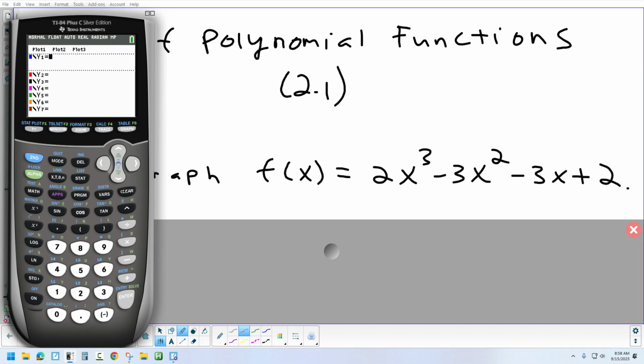Let's take a look. So we've got 2x cubed minus 3x squared minus 3x plus 2. And what's the window that we always use when we're starting to look at the picture, kind of our go-to point just to start out?